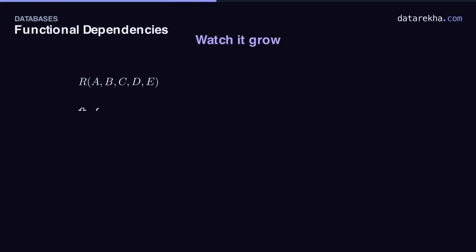Let's make it move. 5 columns, 3 dependencies. A gives B, B gives C, and C and D together give E. We'll compute the closure of A and watch the set grow. Start the closure of A as just the set containing A. Nothing has fired yet. This is our seed.